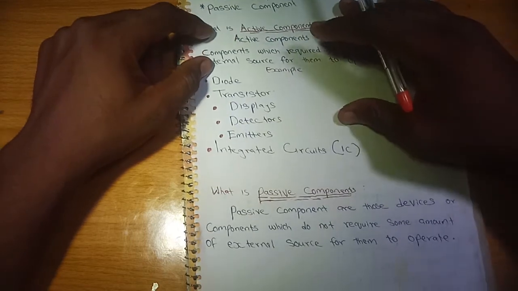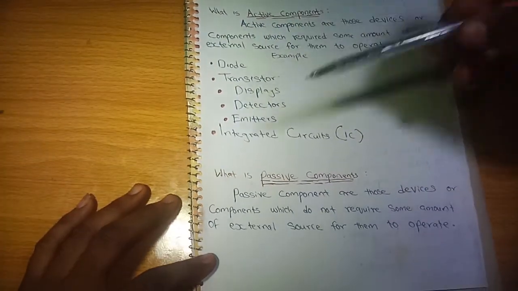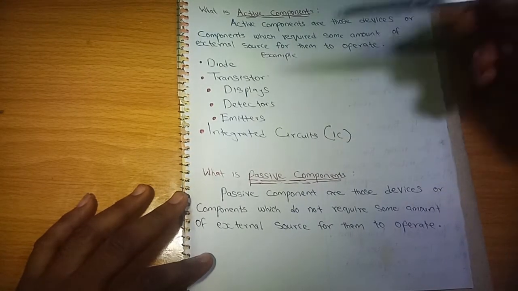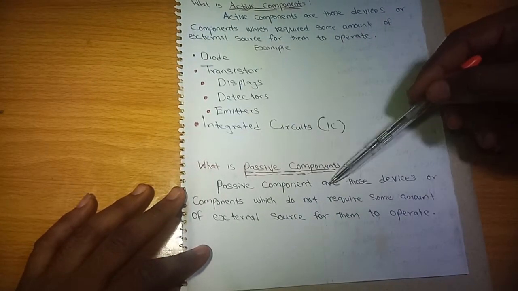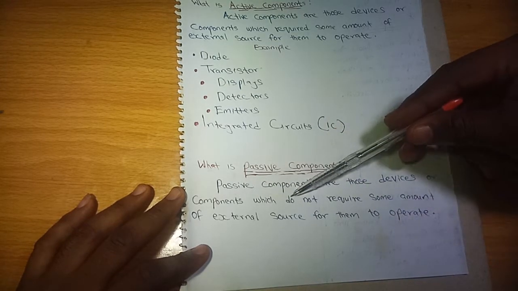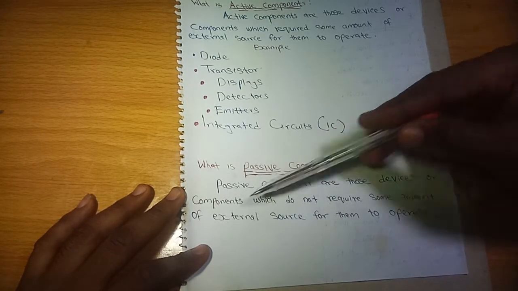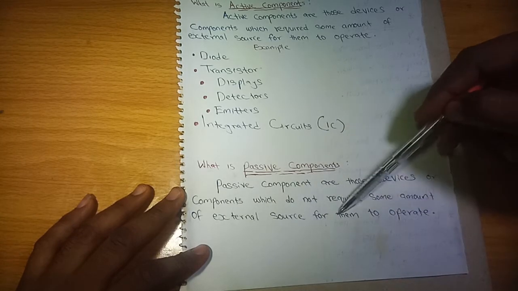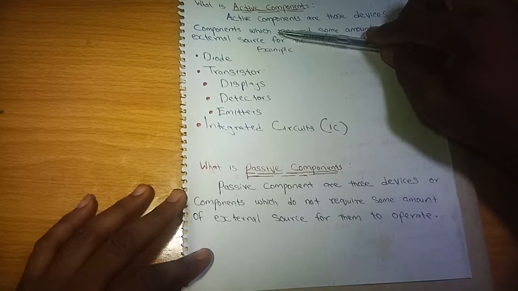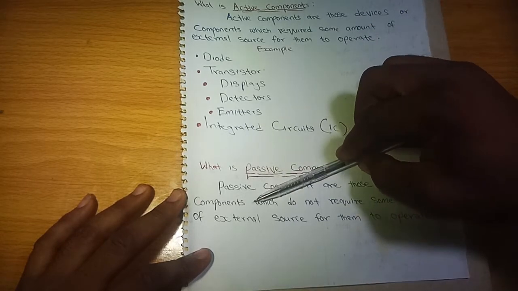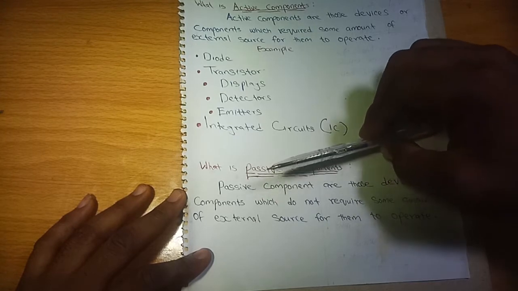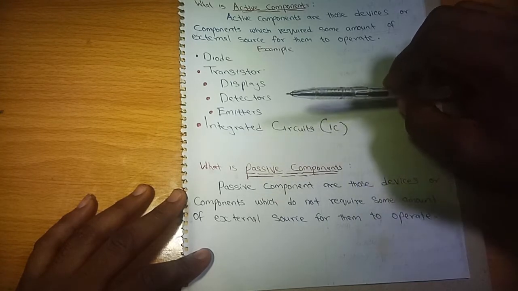So, another thing, the second one, is the passive component. So what is passive component? We say that passive components are those devices or components which do not require some amount of external source for them to operate. So this one is different from this one. Any component or device that falls under this category does not require any specified voltage for them to work.